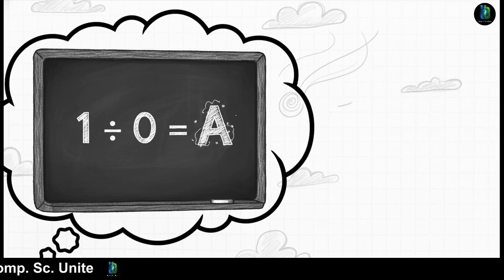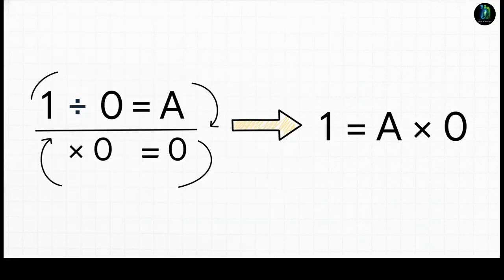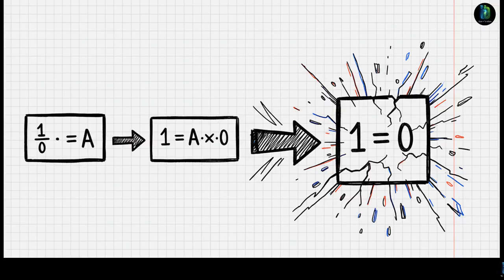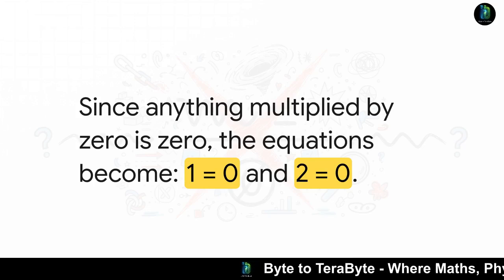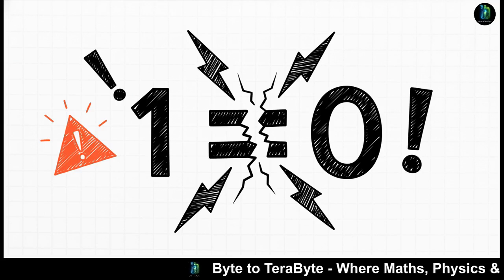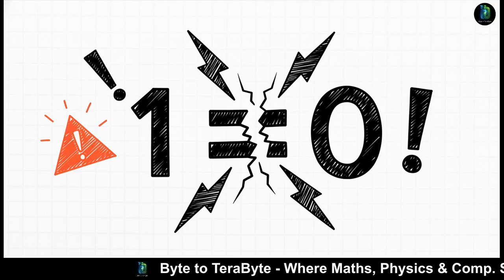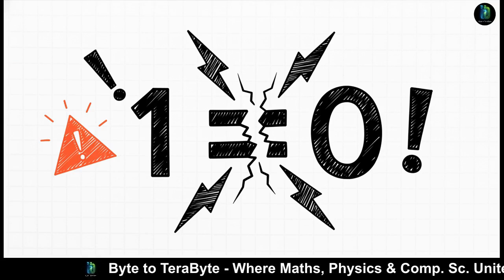Okay, so if we have that equation, we can do some simple algebra, right? Let's just multiply both sides of that equation by 0. What we get is a new statement: 1 equals a times 0. And right there, the whole thing falls apart. Because we know a fundamental rule of math: anything multiplied by 0 is 0. So that a times 0 part just becomes 0. Which means our equation now says 1 equals 0. And that's obviously not true.